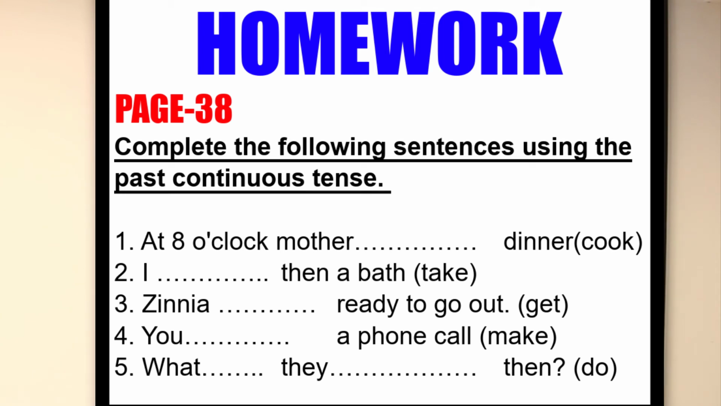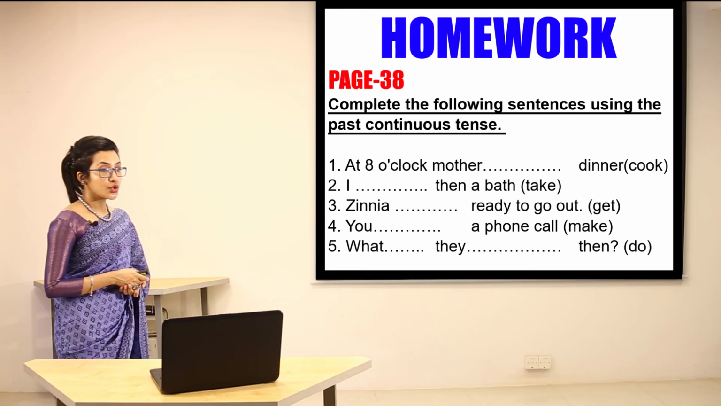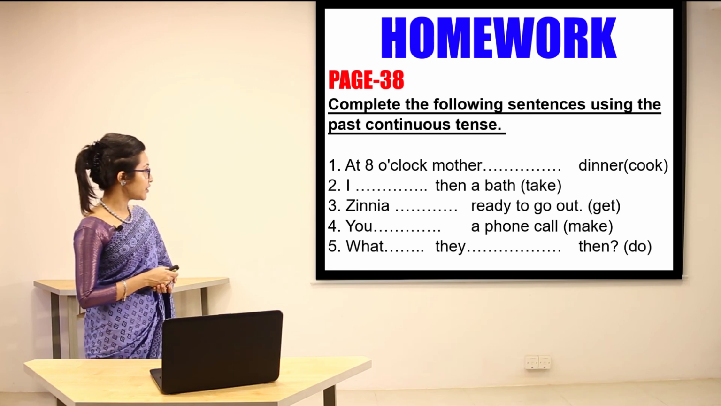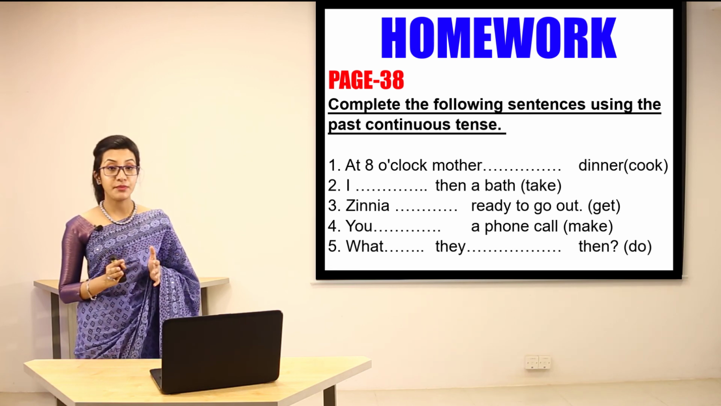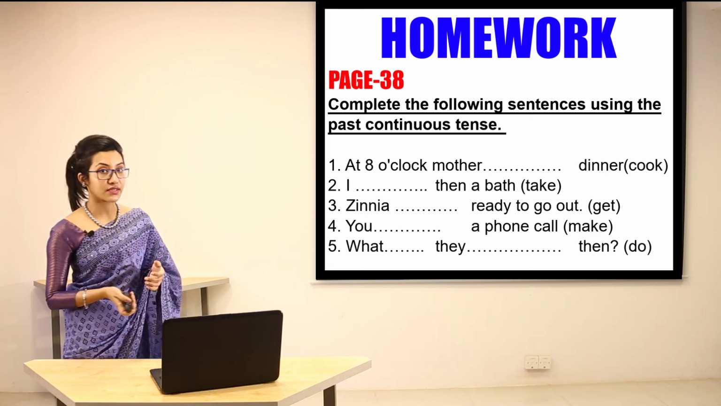For example, at 8 o'clock mother dash dinner. So we know that when we use past continuous tense, we have to use the subject, then we have to use was or were, and then verb plus ing. I dash then a bath, take, the verb is given. Genia dash ready to go out, the verb that had been used here is get. You make a phone call, what dash they dash then do. So the last sentence that have been used here, it has question mark at the end. That means you have to follow the structure of interrogative sentence.